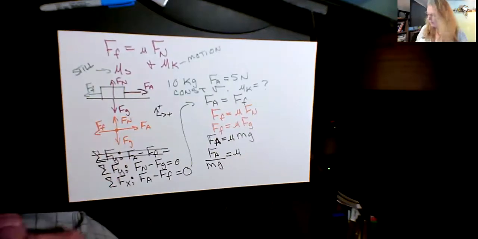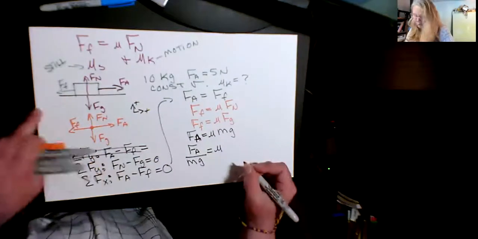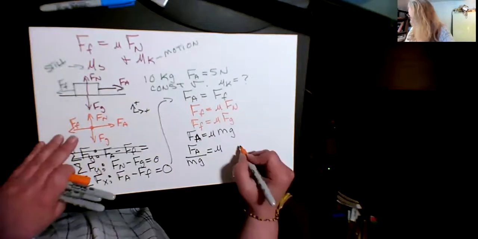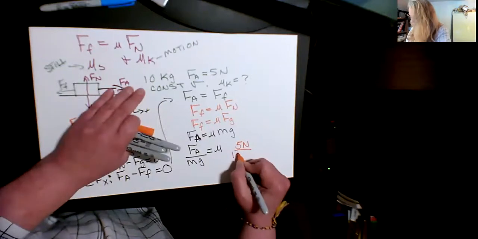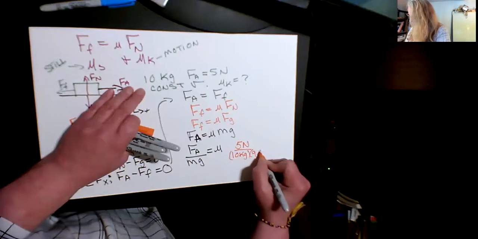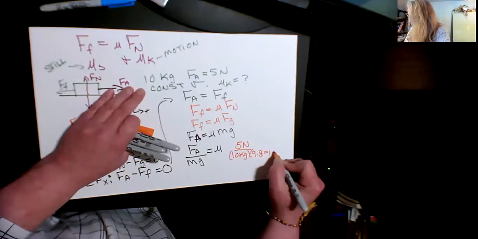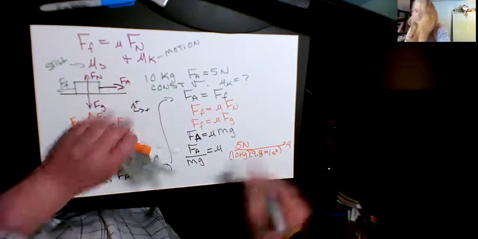So all I have to do is put numbers into that. My force applied was 5 newtons. So 5 newtons divided by my 10 kilograms times my 9.8 meters per second squared. And that gives me my mu. That's it.